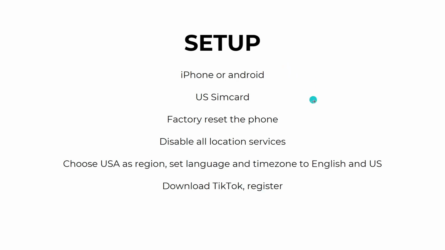Next up, you need a US SIM card, and this is pretty much all you need and nothing else. Then you just factory reset the phone, disable all location services, choose USA as region, and set the language and time zone to English and US, download TikTok, and register.